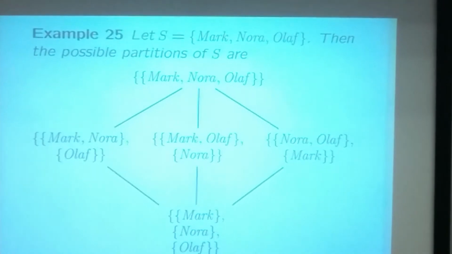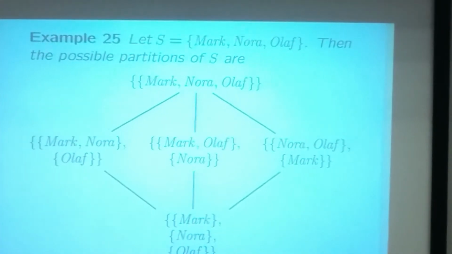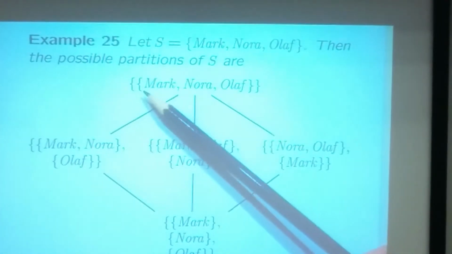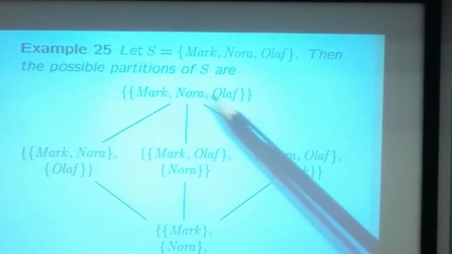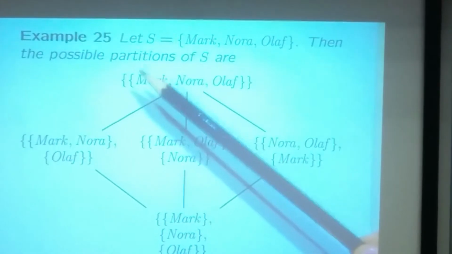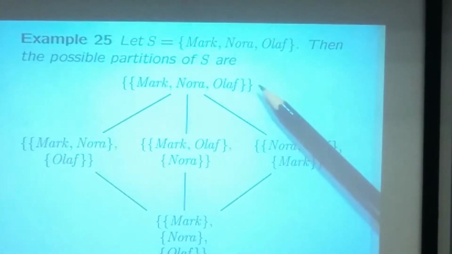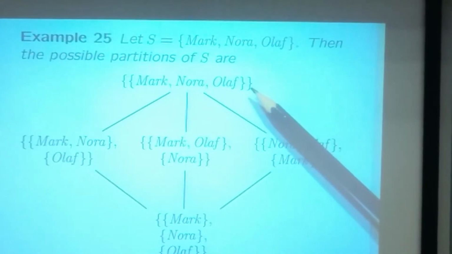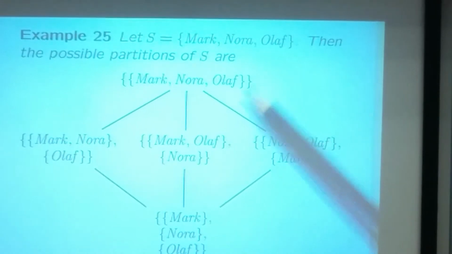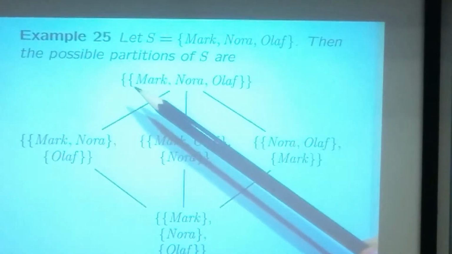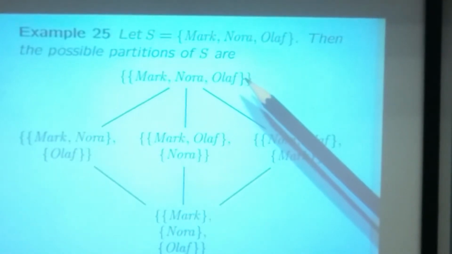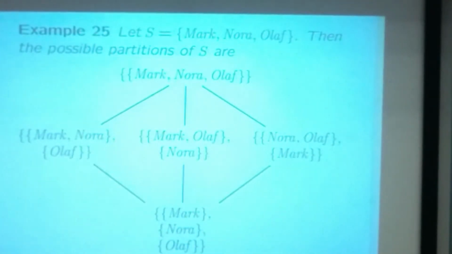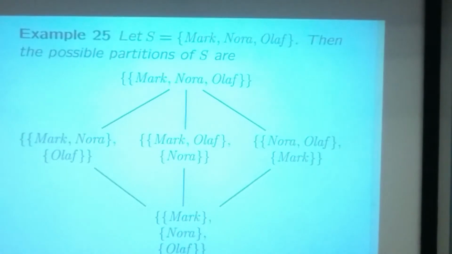Okay. So notice what are the possible choices here. We could indeed have the everybody in one big office solution. So we've got Mark, Nora, and Olaf all sharing one office. Note the double braces here. So this is a set of subsets, just that there is only one subset. So the inner sets are sets of people who share one office. The outer set is the set of all office forms.